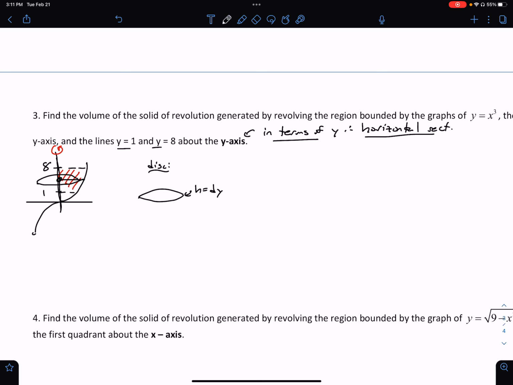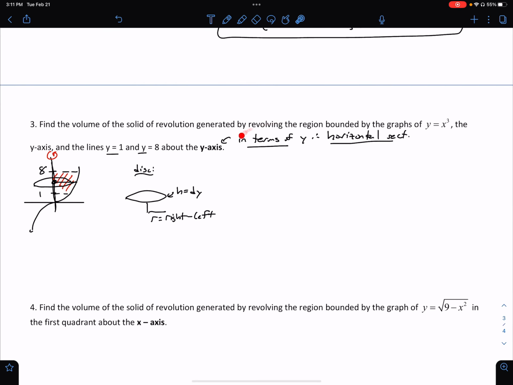So if we set this one up here, our radius is just going to be right minus left. On the right, we have our function, but you have to be careful. We have to be in terms of y, so I have to solve this. If y equals x cubed, I know x is just the cube root of y. So my right is going to be the cube root of y, and on the left, we have the y-axis, which is just x equals 0. So my radius is just going to be y to the 1/3.